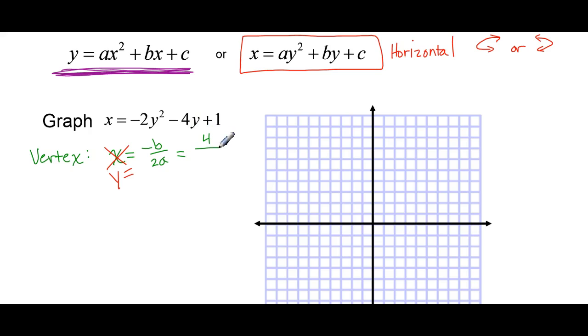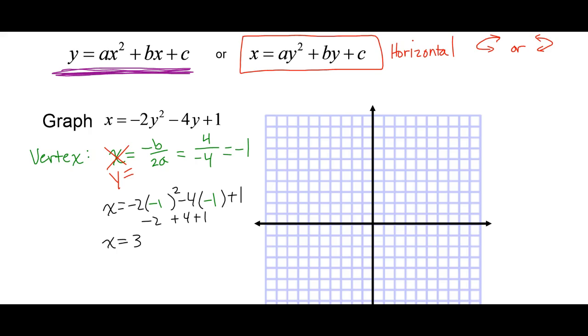Negative b over 2 times a gives us negative 1, and be careful, that's negative 1 for the y coordinate. And then to get the x coordinate, you've got to plug in for y. So x is going to be negative 2y squared minus 4y plus 1. And we're going to plug negative 1 in for y. So that's going to be, let's see, negative 2 plus 4 plus 1. That's going to be 3.